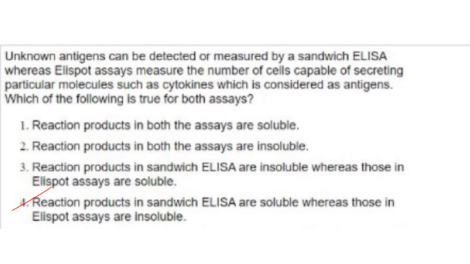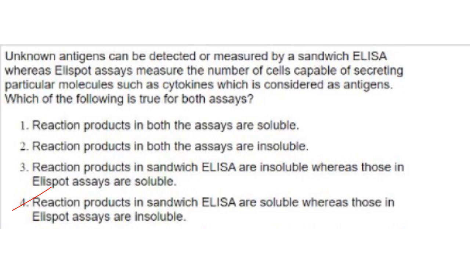Then next one. Unknown antigens can be detected or measured by sandwich ELISA, whereas ELISpot assays measure the number of cells capable of secreting particular molecules such as cytokines, which is considered as antigens. Which of the following is true for both the assays?